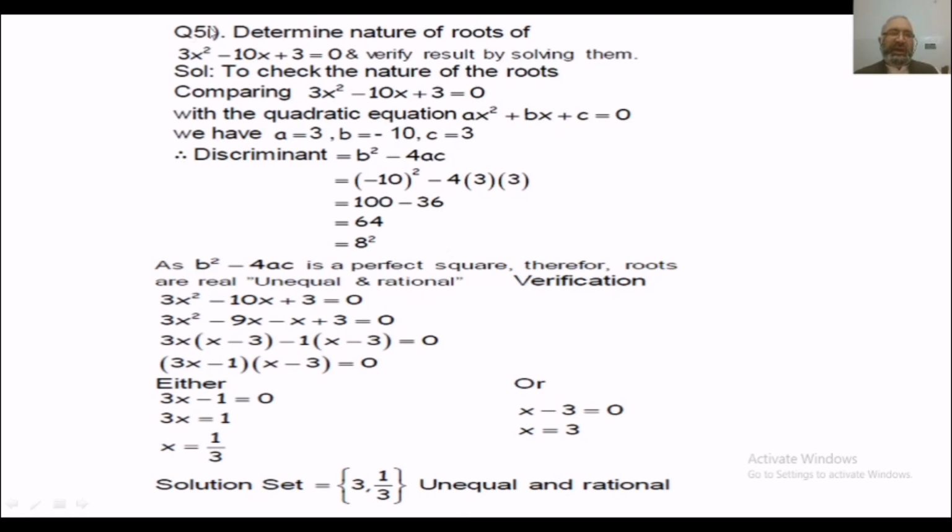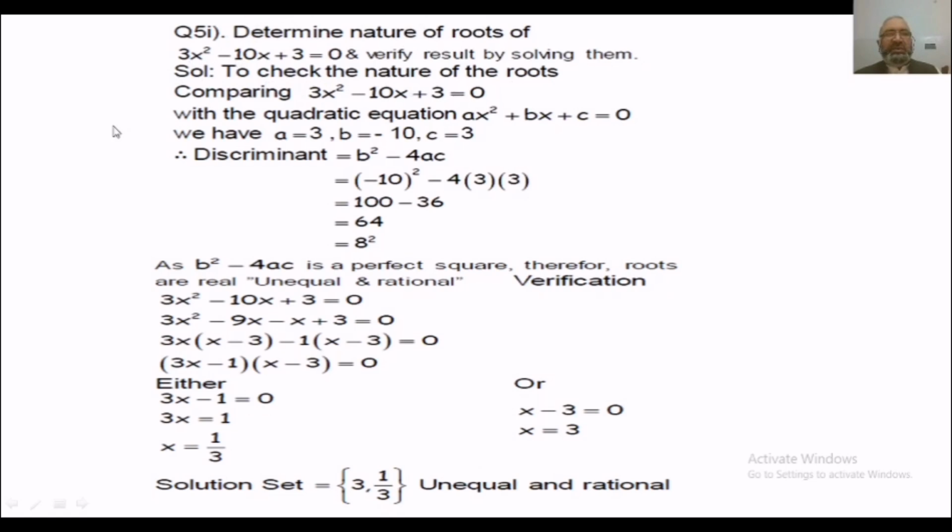Now come to question 5. Determine the nature of the roots of this quadratic equation 3x² − 10x + 3 = 0, and verify the result by solving them. First of all, determine the nature of the roots. We find the nature of the roots of this quadratic equation.